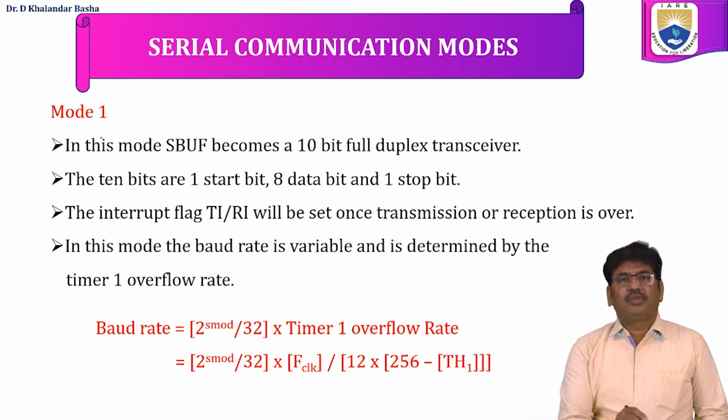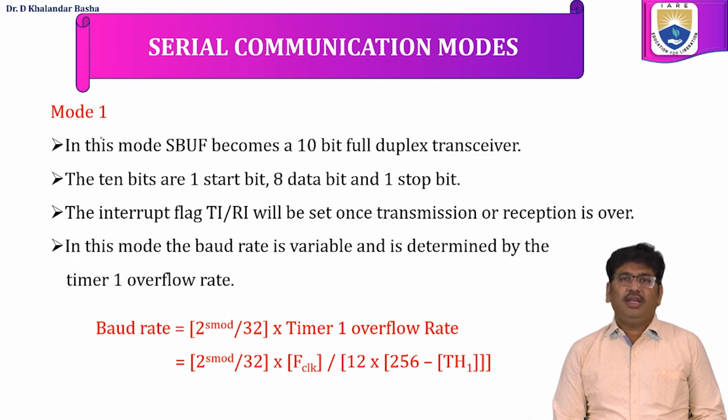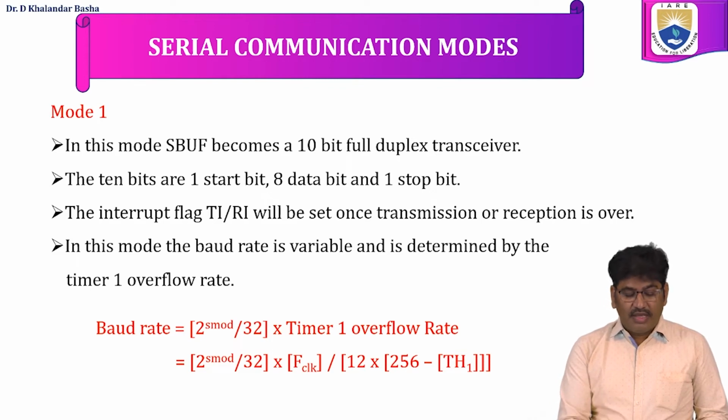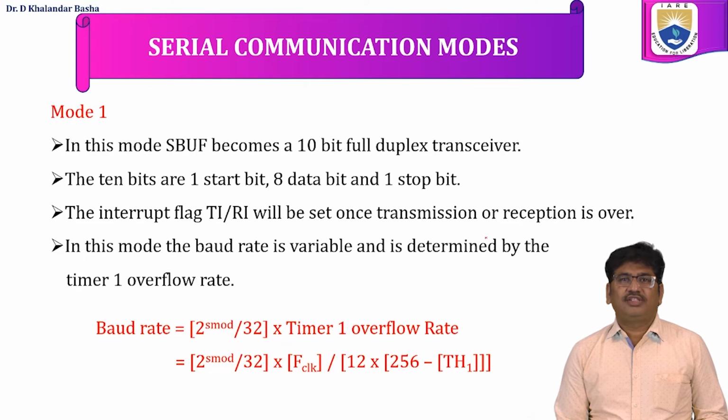Next, mode 1, which is an 8-bit UART with variable baud rate. In this mode, SBUF becomes a 10-bit full duplex transmitter. 8 bits are data, 1 start bit and 1 stop bit. The 10 bits are 1 start bit followed by 8 bit data followed by 1 stop bit. The interrupt flag, either for transmission or receiving, will be set once the transmission or reception is over.